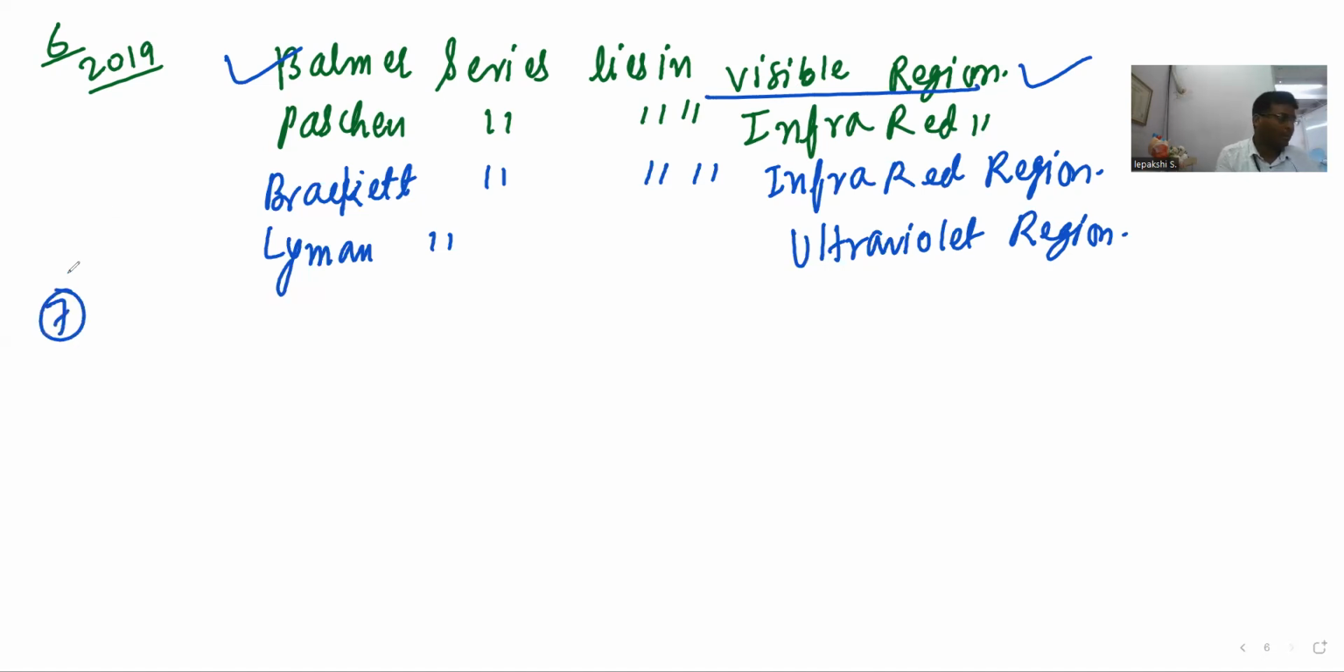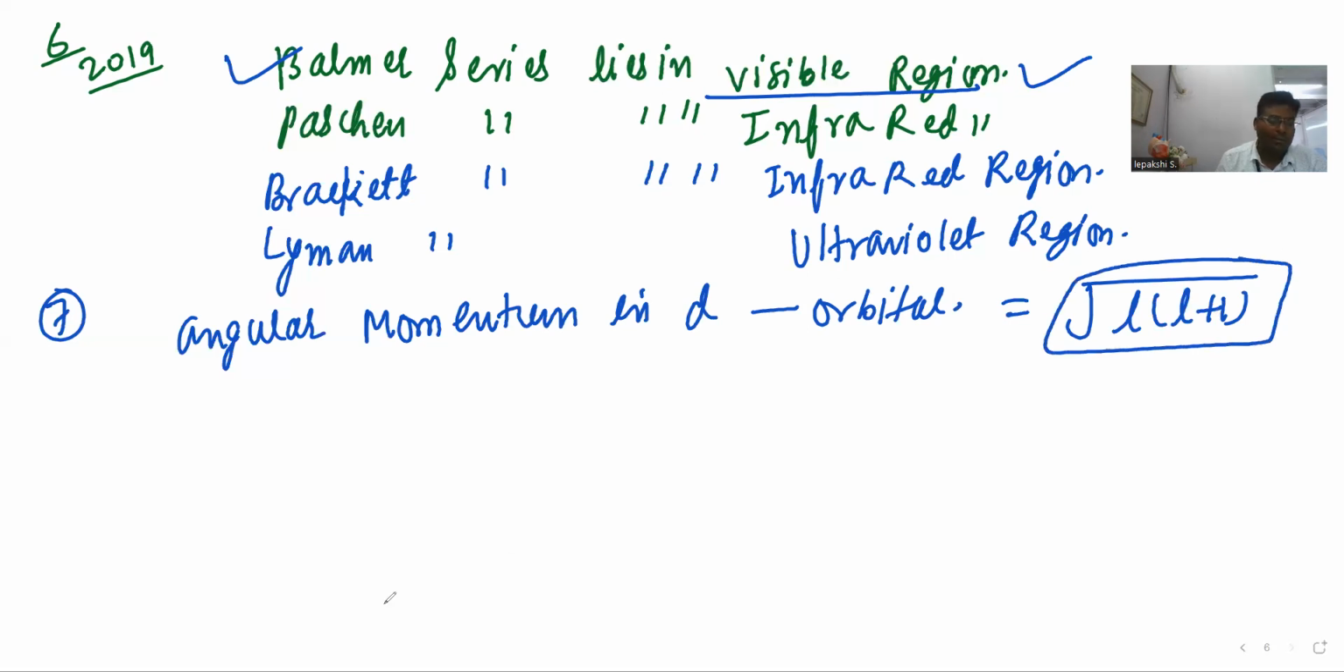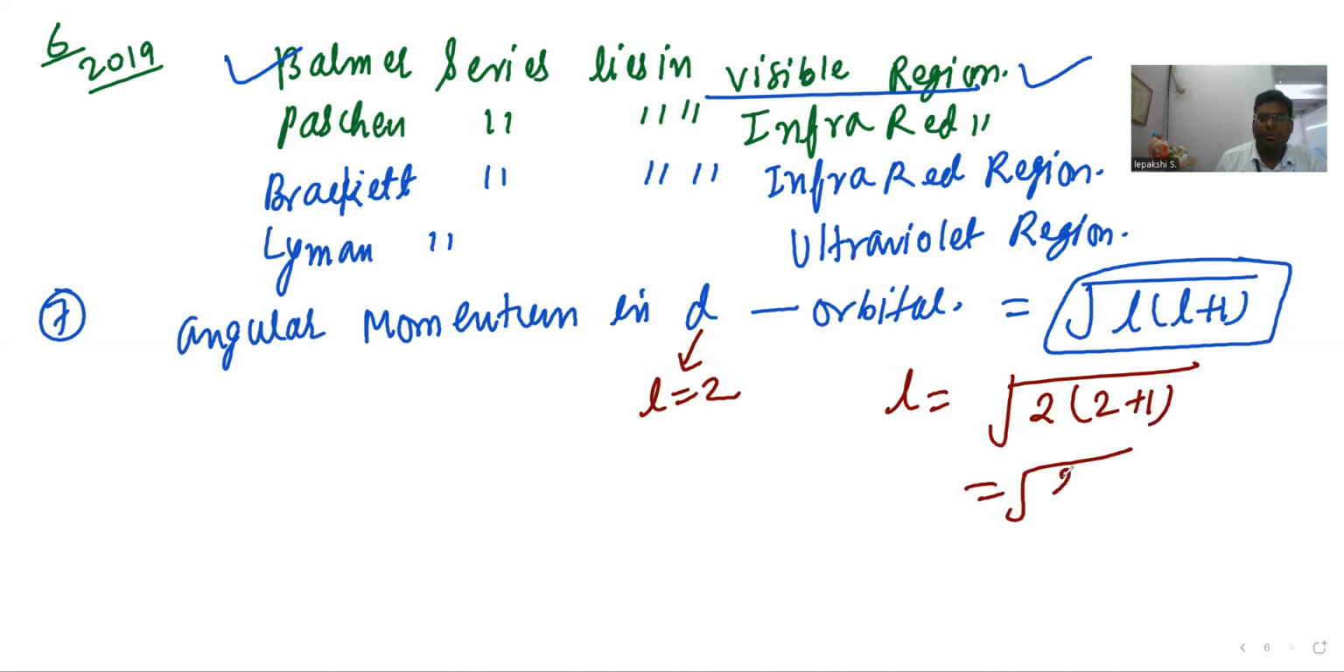Next question is question number 7. It asks for the angular momentum of an electron in a d orbital. You have to find it. It was asked in 2015. Angular momentum can be calculated by the formula root of l into l plus 1. So for the d orbital, l is equal to 2. So you will get angular momentum as root of 2 into 2 plus 1, that is root of 2 into 3, that is root of 6 h bar. Bohr magneton will be the unit.